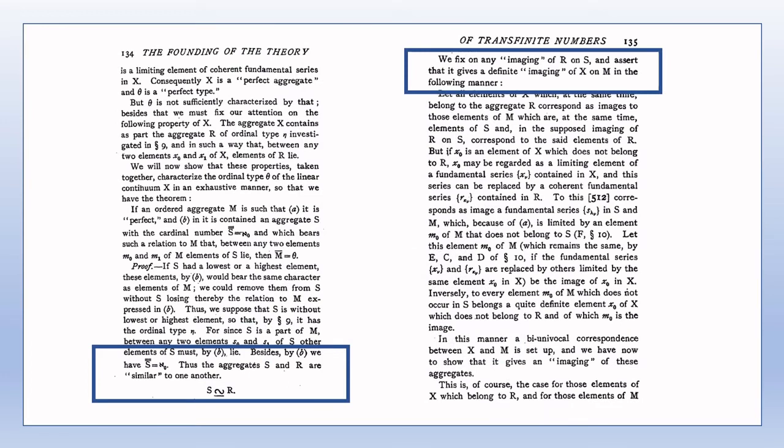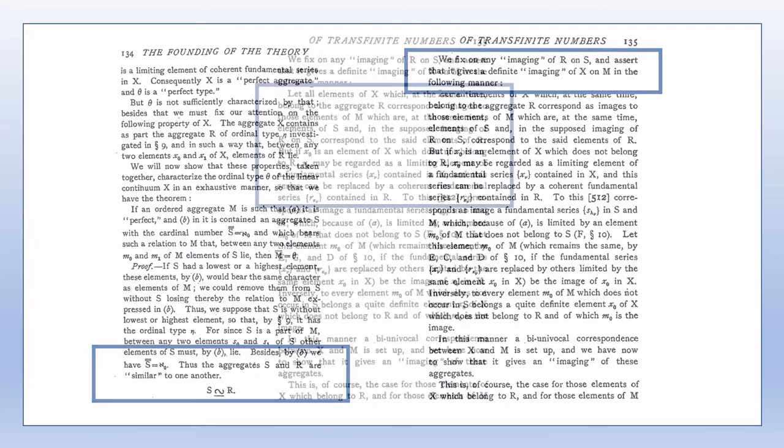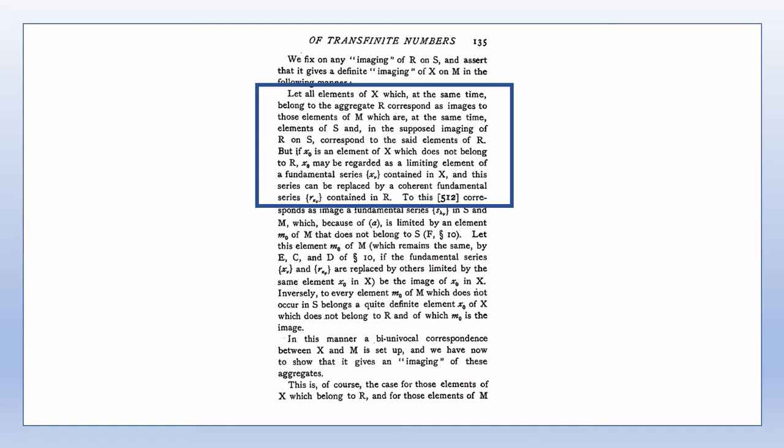That S and R are similar aggregates implies, by definition, that there is an imaging of R on S. The assertion is that from the imaging of R on S, we are able to extend this imaging in a suitable way to give an imaging of X on M. That X0 can be regarded as a limiting element of the fundamental series X nu contained in X is due to the fact that X is a perfect aggregate, and thus every element of X is a principal element, that is, a limiting element of some fundamental series in X.